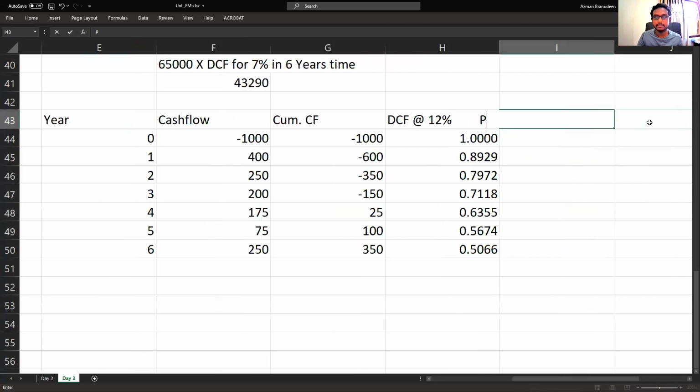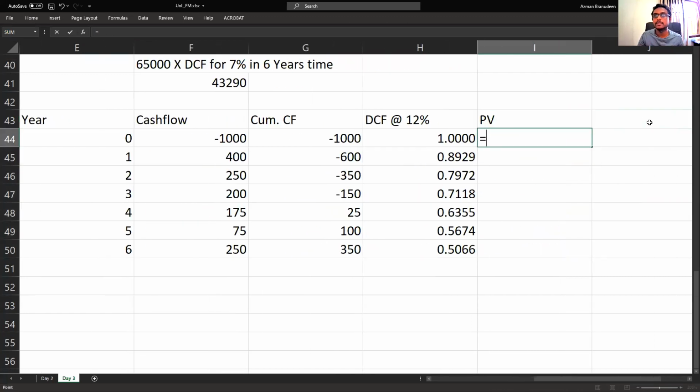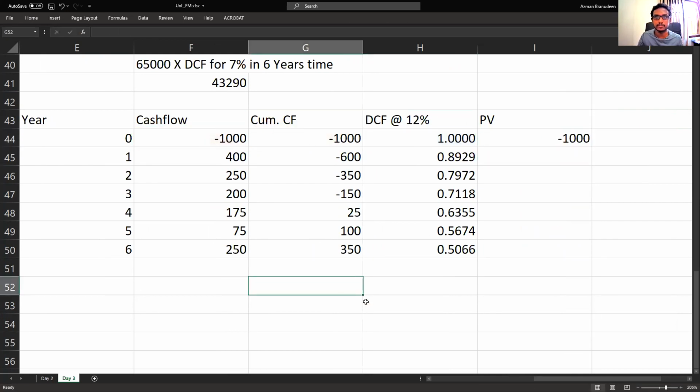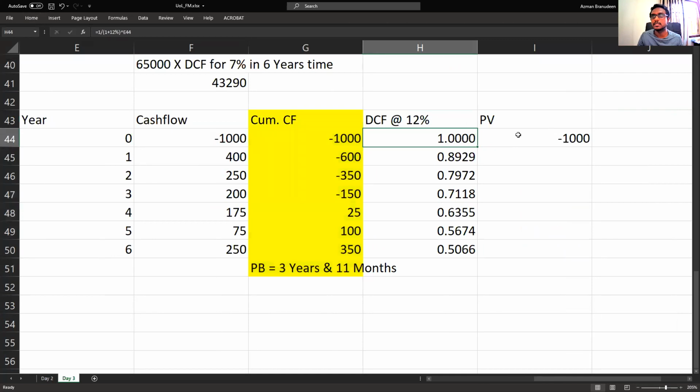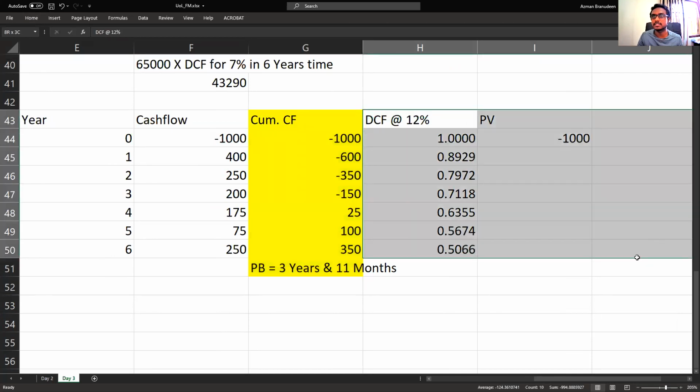Then I get my present value. That is the future value multiplied by, or rather, present value of the individual cash flows. I'll have to multiply the individual cash flow. So I use this for payback. Payback is equal to 3 years and 11 months here. So I got my payback. I'm not going to use this for this calculation. So here, of course, this calculation is different.